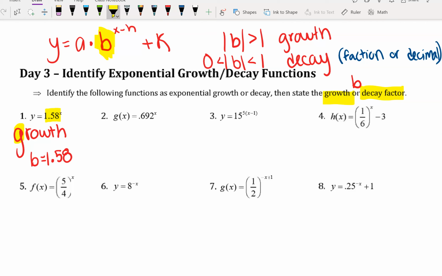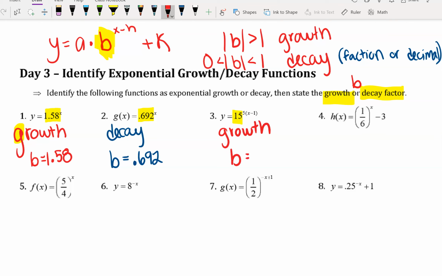On the next one, our B value is 0.692. That is a decimal that's between 0 and 1, which means it is decay. And the decay factor is going to be 0.692. All right, next one, the base is 15. Since that is bigger than 1, it's growth. And the growth factor is 15.